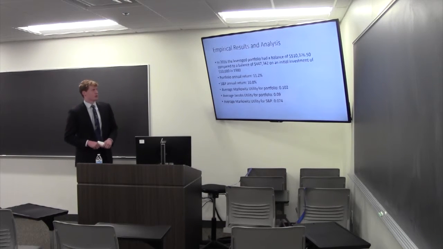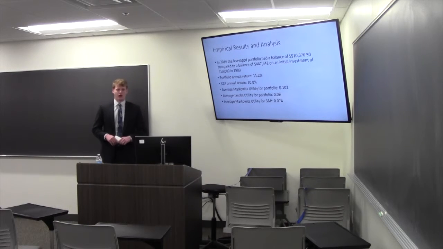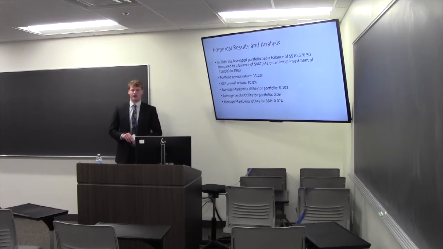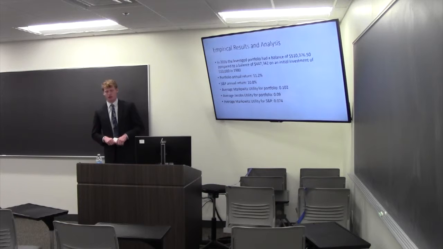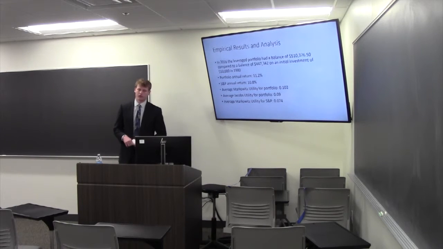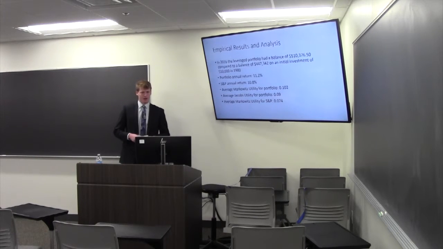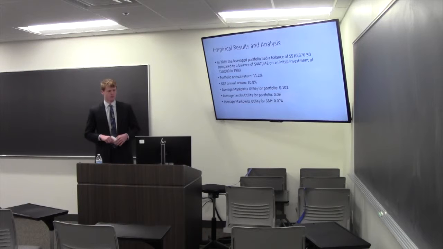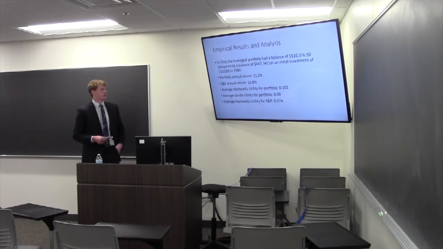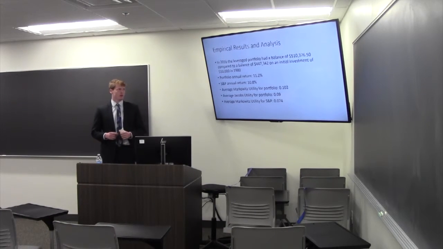And then here's my empirical results and analysis. In 2016, the leveraged portfolio had a balance of $510,376 on an initial investment of $10,000 in 1980, compared to a balance of $447,000 on the S&P. So it outperformed it by roughly $60,000. The portfolio had an annual return of 11.2%, while the S&P annual return was about 10.8%. So it outperformed it by roughly 0.4%.